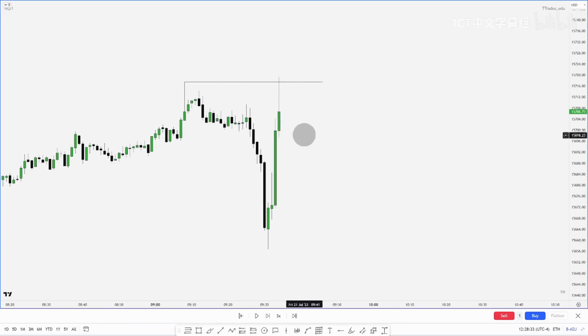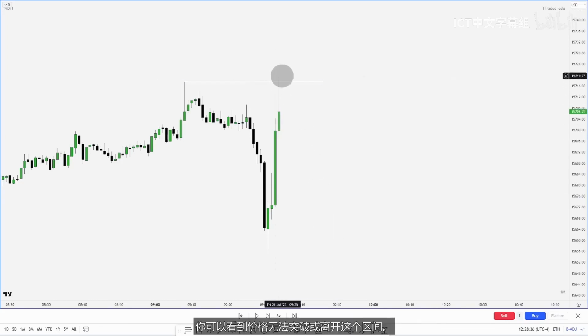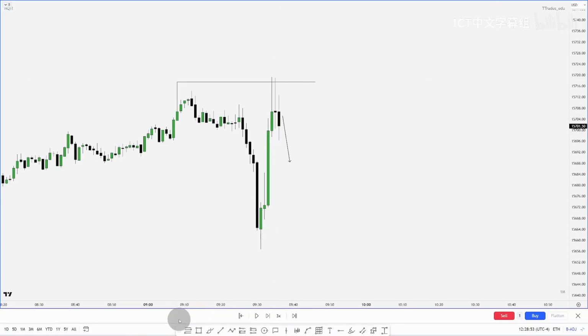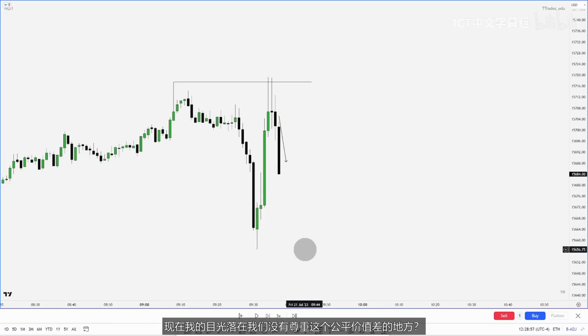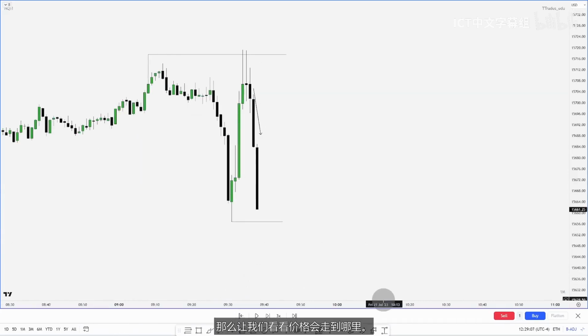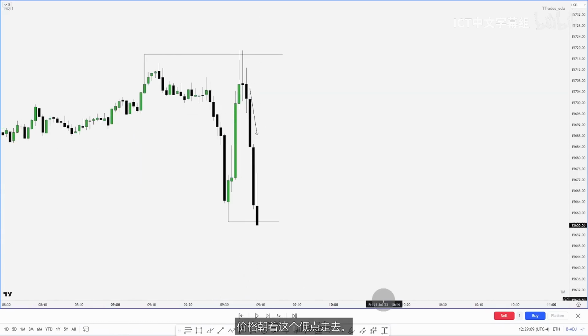As we move forward, you can see price cannot close or displace out of this range. This leads me to believe that we're going to fall back into the range or head lower. So let's see what happens. Once again, cannot close outside of this range, closing back in. And there we go. We start to head lower. Now, where do my eyes draw to? That we've disrespected this fair value gap, this low down here. So let's see where price goes. Price heads for this low.